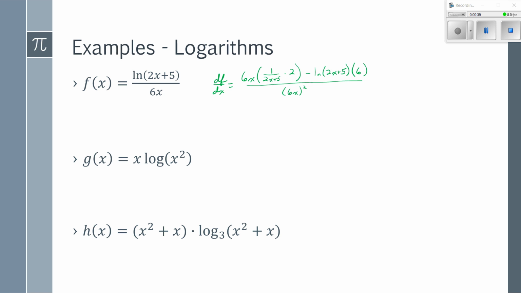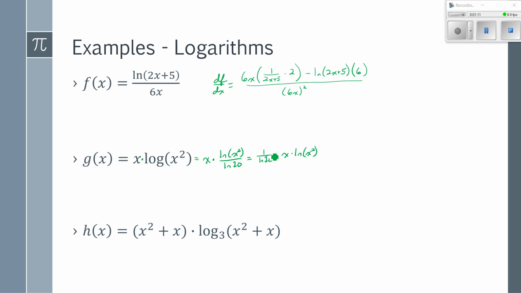If I look at g of x here, I see that I'm going to have to use the product rule, but I also see it's not a natural log. When no base is written like this, it is a common log. It's base 10. So this is x times the natural log of x squared over the natural log of 10, or I'm going to rewrite that to be 1 over the natural log of 10 times x times the natural log of x squared.